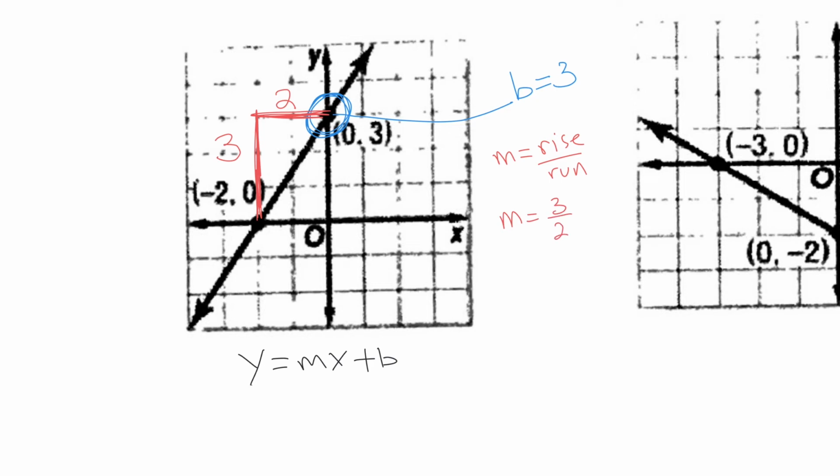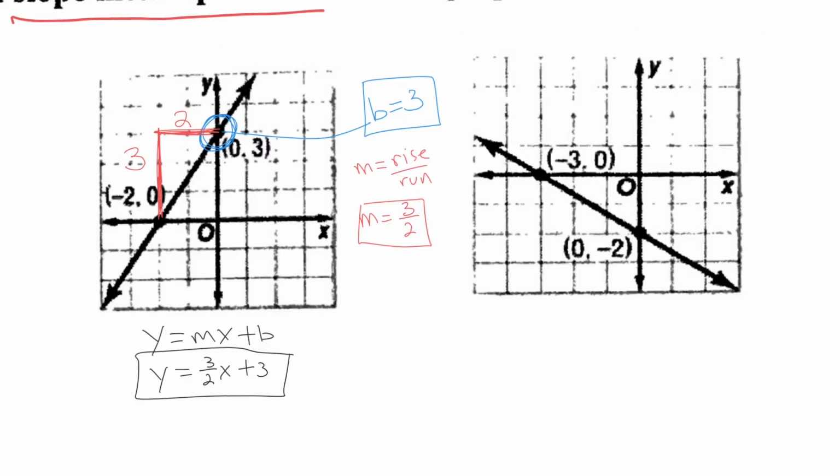Now you guys put everything together. We have the slope, we have the y-intercept. So my equation: y equals 3 over 2, that's the slope, x, don't forget the x, and b is positive, so we have plus 3.